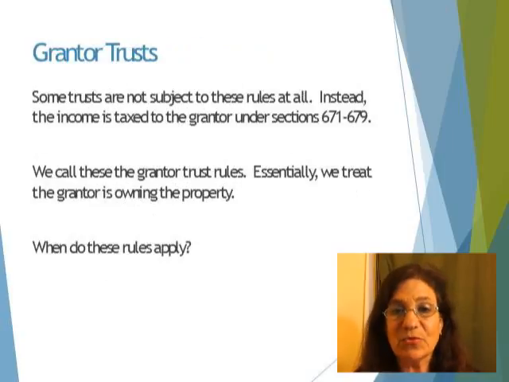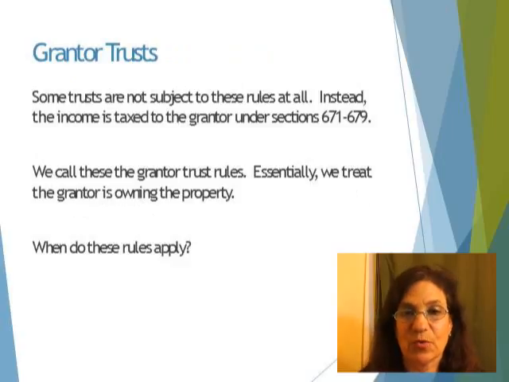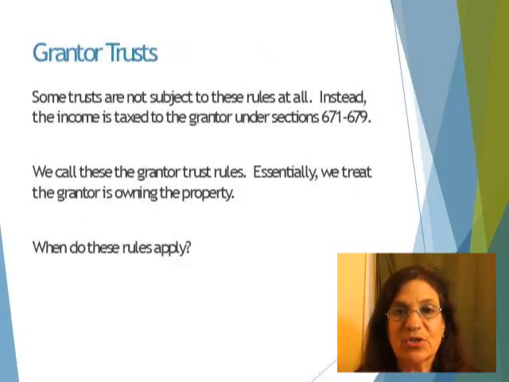Okay, now some trusts aren't subject to these rules. Instead, we just pretend that the grantor still owns the property, and we tax the grantor under sections 671 to 679. These are the grantor trust rules. So essentially, we're going to treat the grantor as owning the property. And so our question is, when do these rules apply?